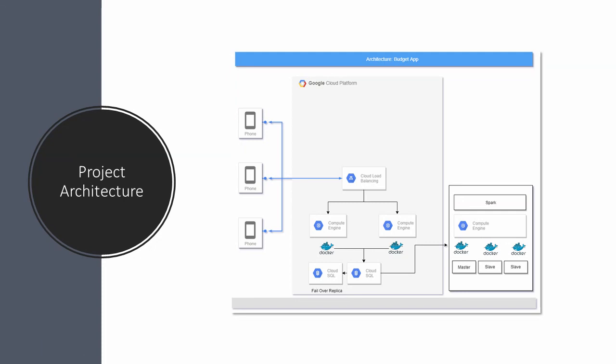On the left-hand side, we have our phone applications, which would be Android or iPhone users, or any other mobile device for that matter, and that communicates with our cloud load balancer. The cloud load balancer manages our high availability cluster and the Docker containers. The Docker containers themselves can communicate with the cloud SQL, which is our failover replica and our high availability, and manages all our data. Finally, we also have a Spark cluster, which we use for our machine learning and our aggregation of data, which is also a set of Docker containers, which allows us to use distributed computing.